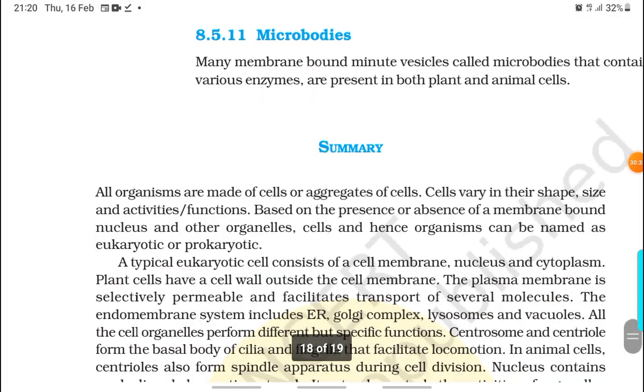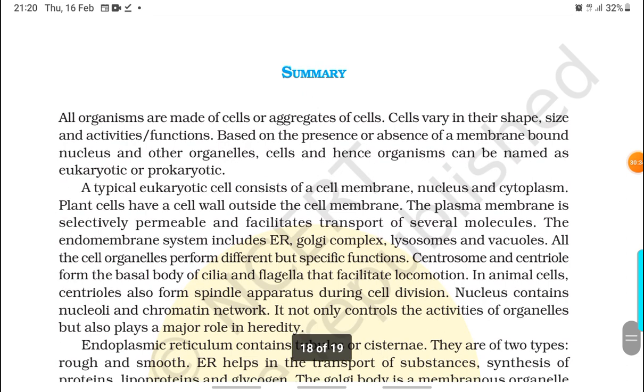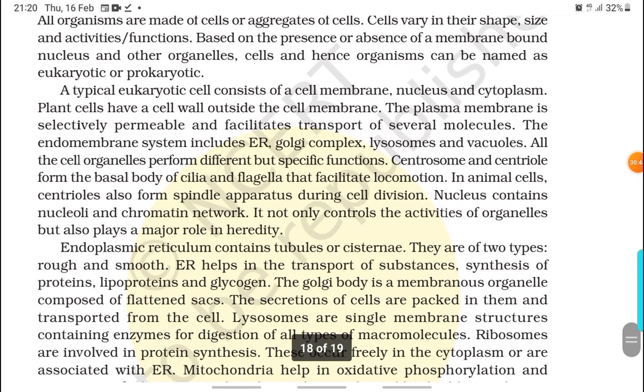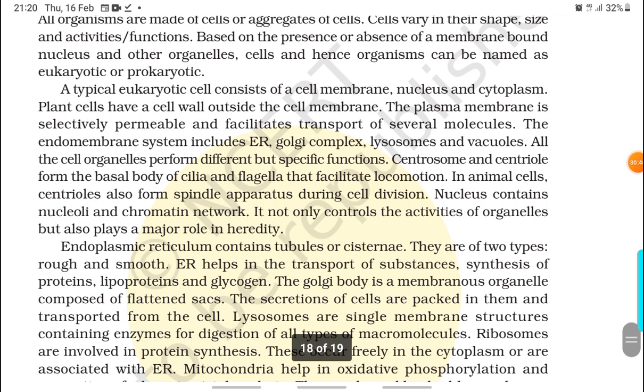Let us begin with the summary. All organisms are made up of cells or aggregates of cells. Cells vary in their shape, size, and activities or functions based on the presence or absence of a membrane-bound nucleus and other organelles. Cells and hence organisms can be named as eukaryotic or prokaryotic. A typical eukaryotic cell consists of cell membrane, nucleus, and cytoplasm. Plant cells have a cell wall outside the cell membrane.